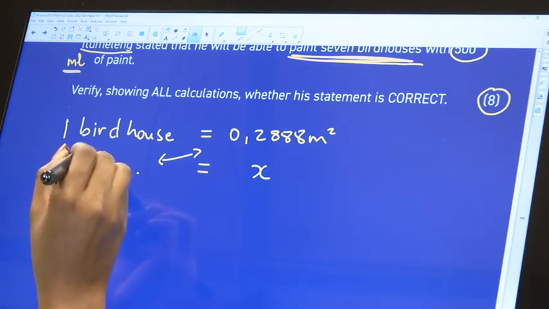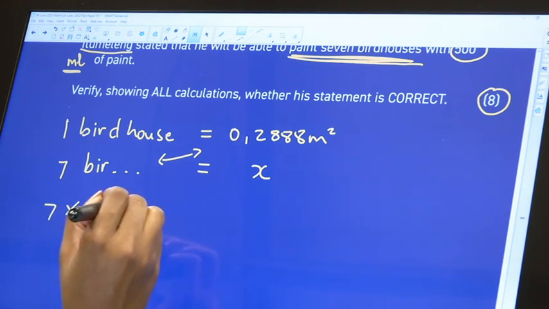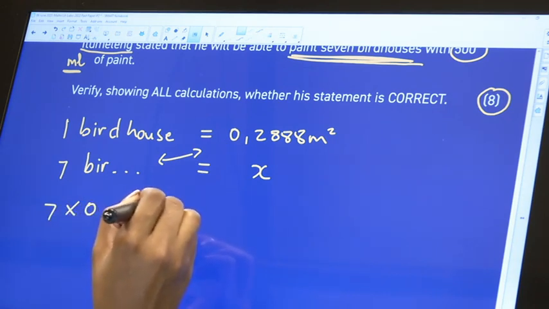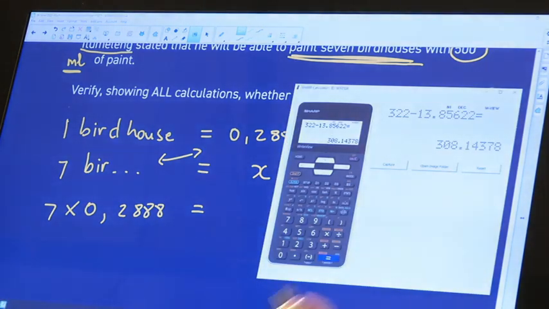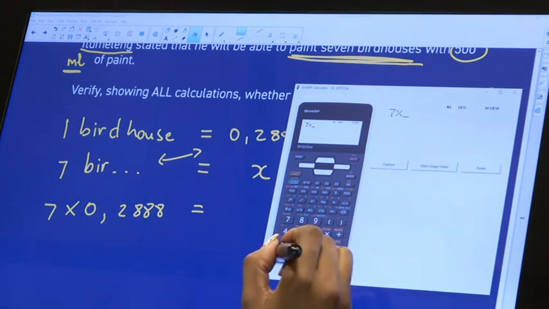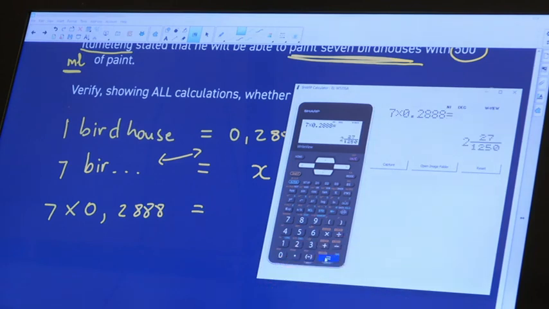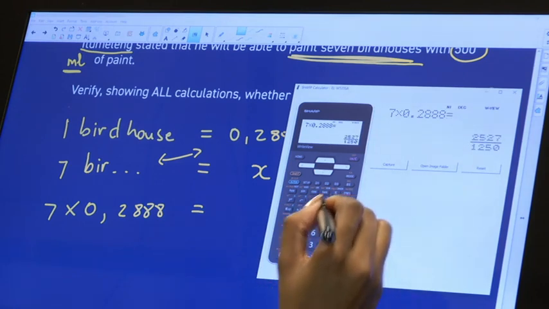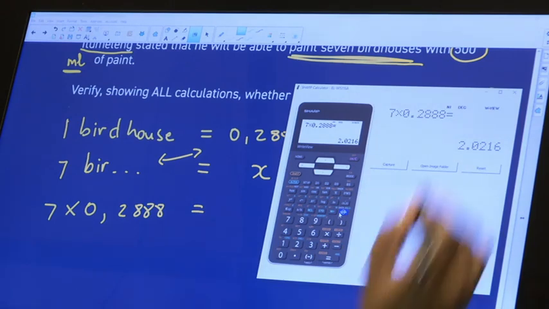So we need to multiply those two. So 7 times 0,288. So that's going to give us the total that we're going to need. 7 birdhouses times 0,288. And that's going to give us 2,0216.